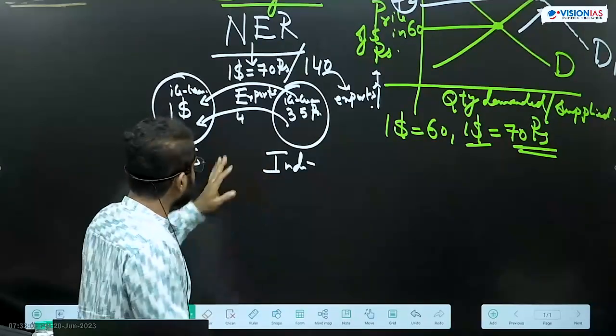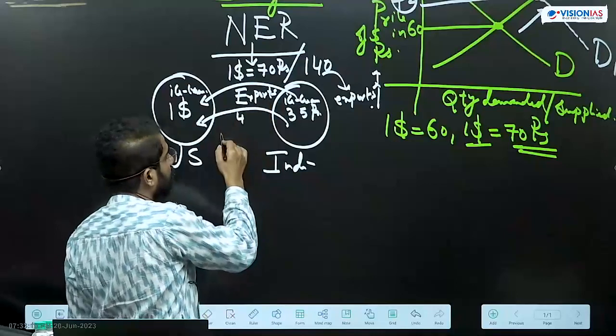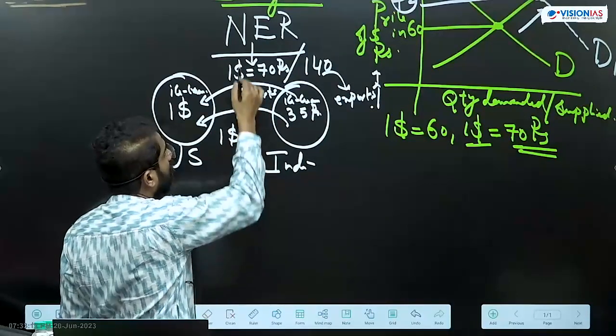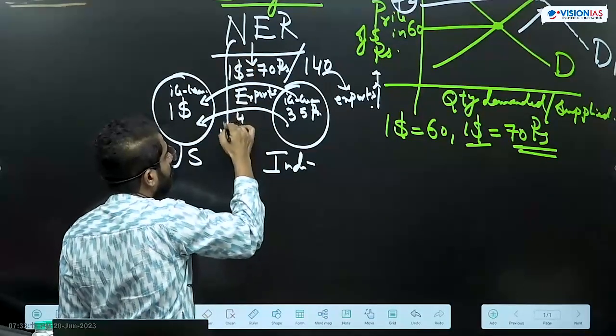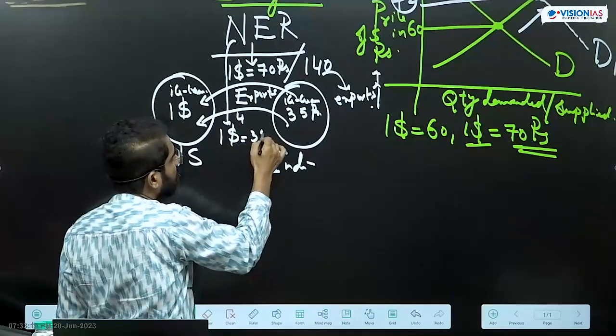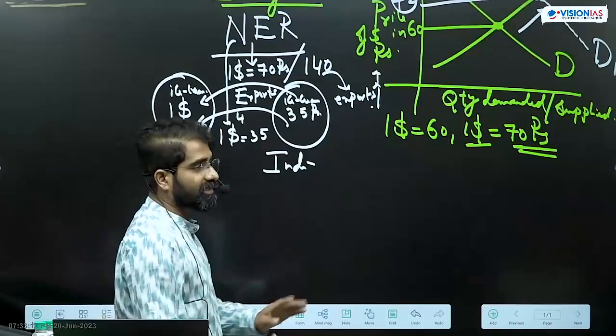Now, I'll take another case here. Another case is, let's say, the nominal exchange rate became $1 equal to 35. Two cases.